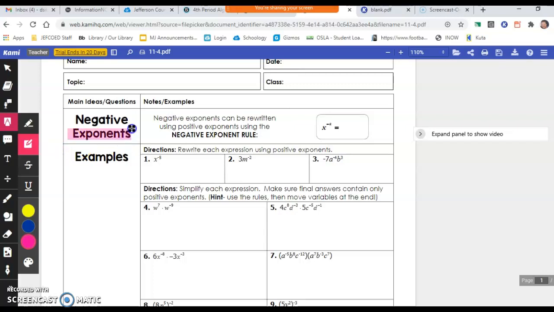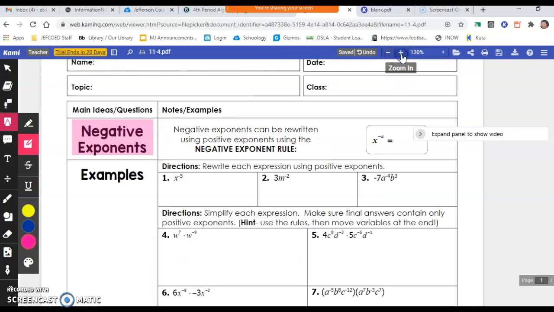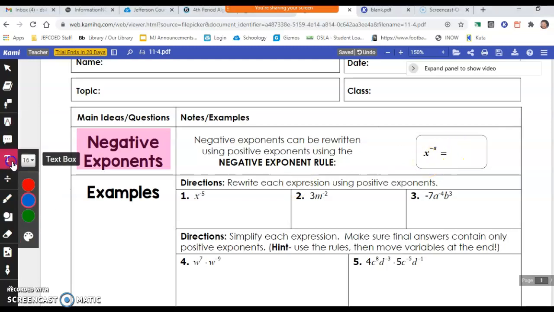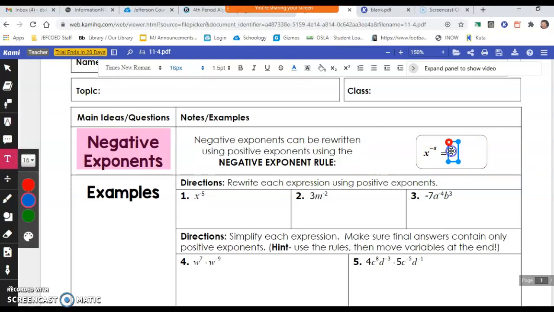So what we're adding to today, guys, is our negative exponent rules. Negative exponents can be written using positive exponents, using the negative exponent rule. So what that is, guys, is if you have a value, a variable, or even a coefficient that has a negative exponent, the exponent rule is to rewrite that as a fraction.